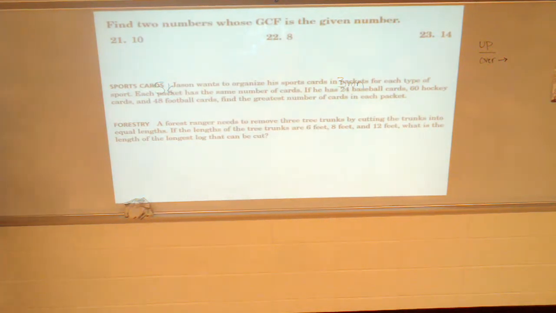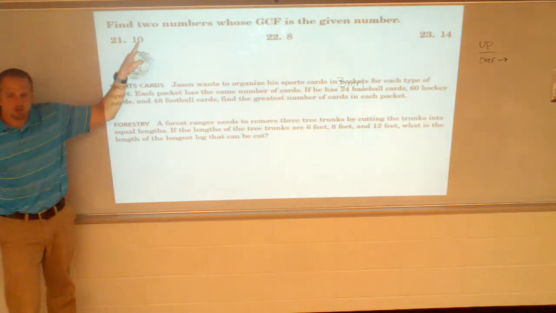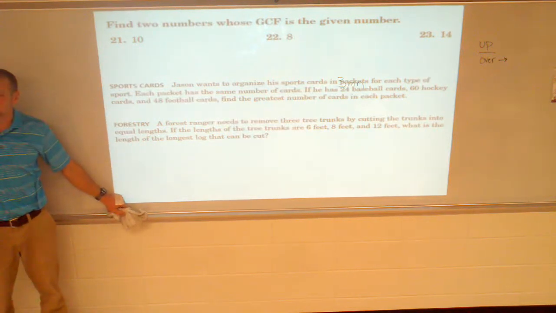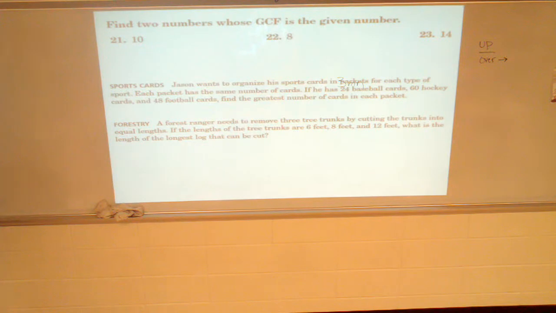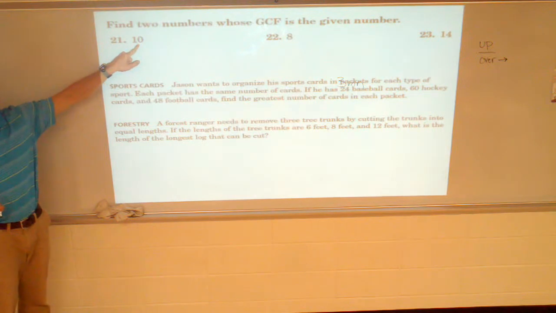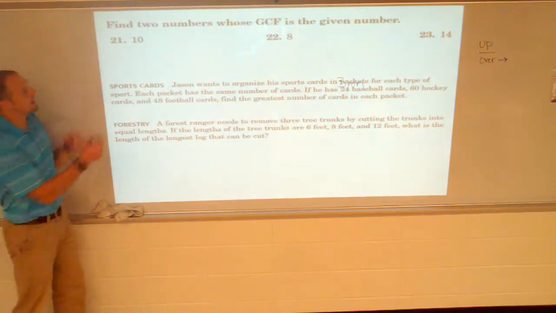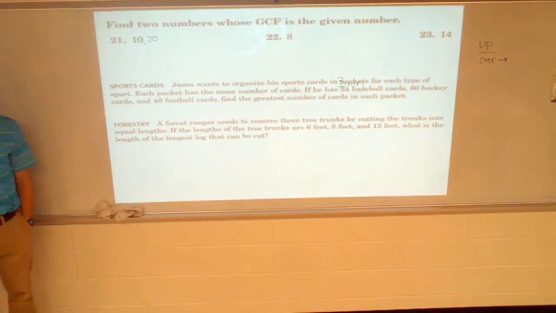Alright, now, watch this. This one is a piece of cake. I love this. Find two numbers whose greatest common factor is 10. Now, there are an infinite number of solutions, and if you want to get creative and crazy, that's fine, do it. But I'm going to show you the easiest possible way. I need two numbers whose greatest common factor is 10. My first number is 10. My second number is 10 times 2. 10 and 20. The greatest common factor of 10 and 20 is 10.